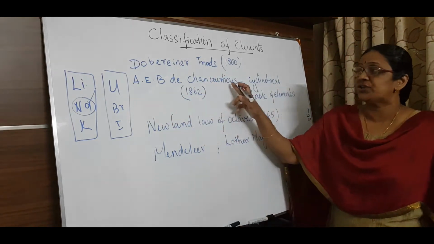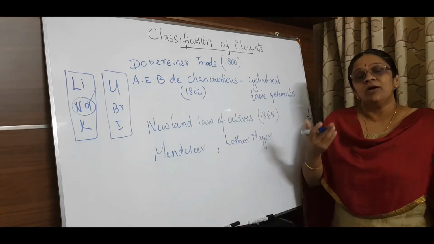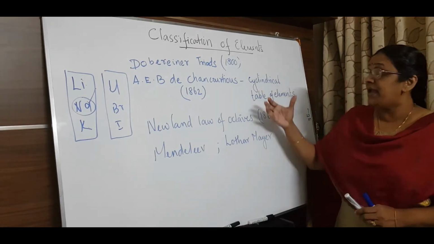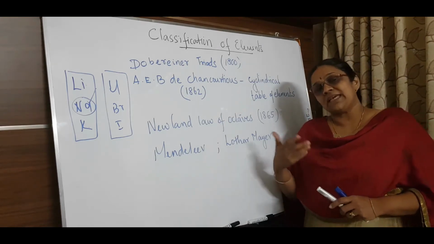Then again, a scientist called A.E.B. de Chancourtois in 1862 was also on the move to classify the elements according to their properties, and he made a cylindrical table of elements. But still, it was again a failure.